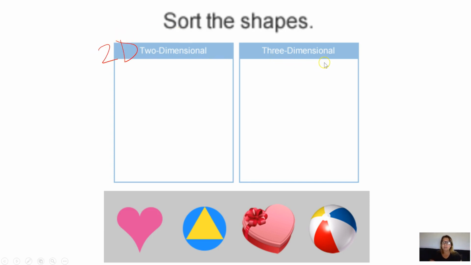Three-dimensional is the same as 3D. Okay, so the first thing that we see here is a heart. It is just a flat shape, okay? It's not something we can hold in our hand. It's just a flat shape, something we can draw. So that makes it a two-dimensional shape. Okay, so it's just a heart.